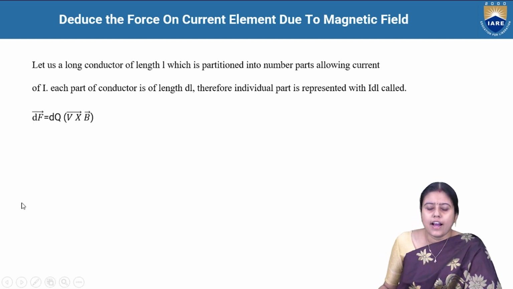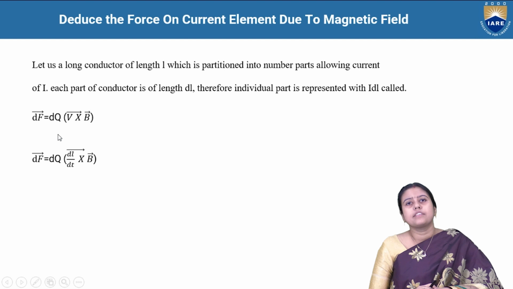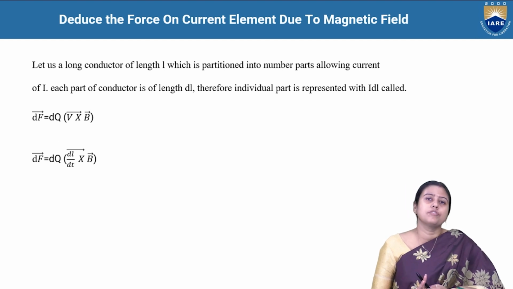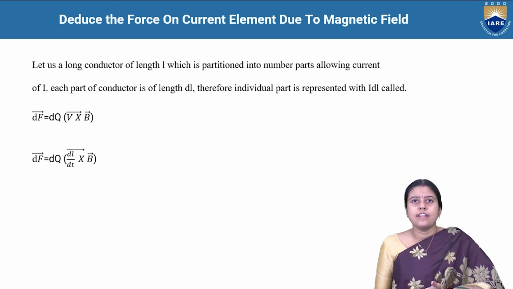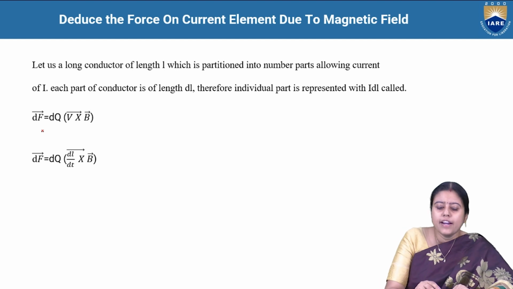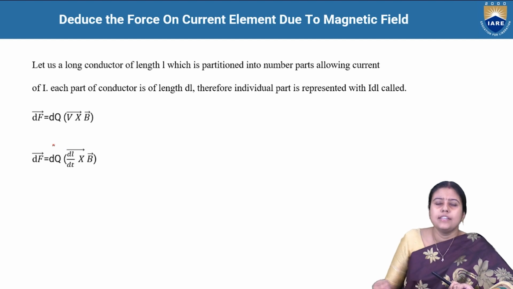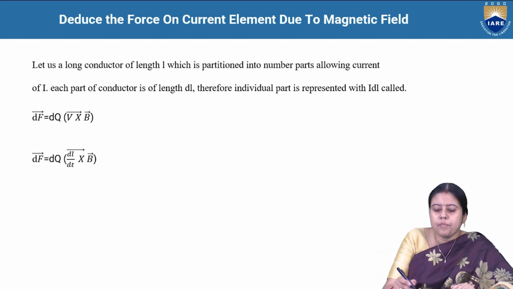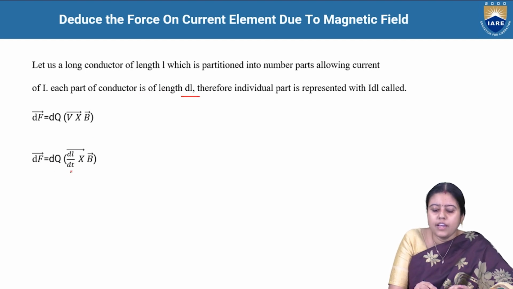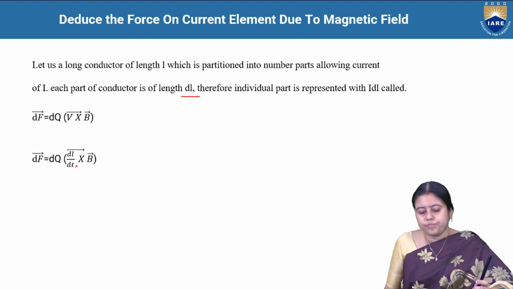Deduce the force on the current element due to the magnetic field. So this is a current element. We get dF is equal to dq V cross B. Already I have discussed these questions in magnetostatics also. It is a repeating answer, but we have to check. dF is equal to dq V cross B. V is dl by dt. If the conductor length is dl, then we can write dq V is equal to dq dl by dt, so dF is dq dl cross B.